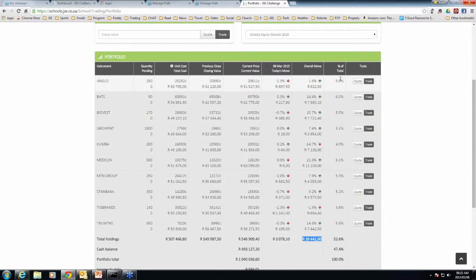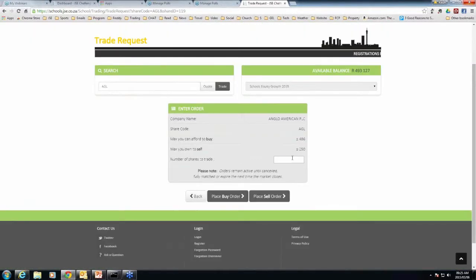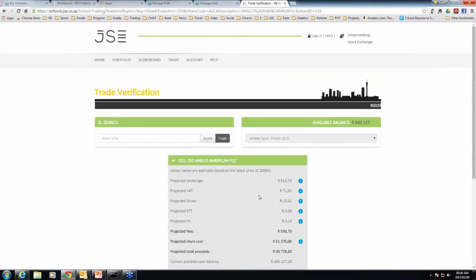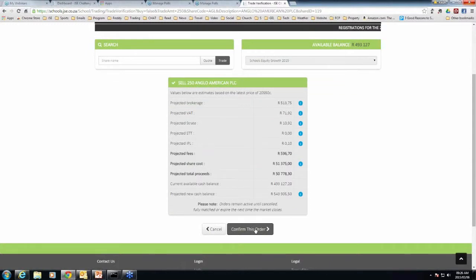Should you want to sell this right now, you can click on trade and then click the sell button. So if I click on trade and then type in how much I want to sell, roughly I've got 250. If I wanted to sell 250, I could push the sell button, and now I'm selling my Anglo shares that I actually own if I confirm this order.